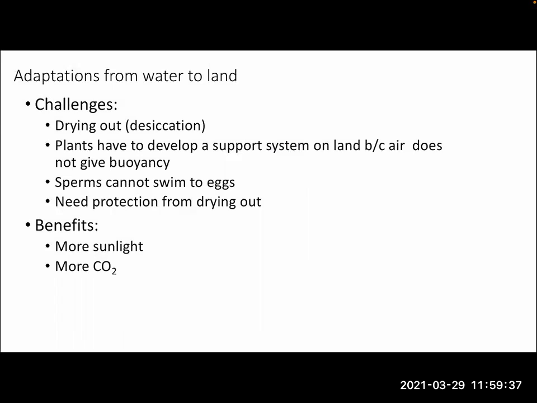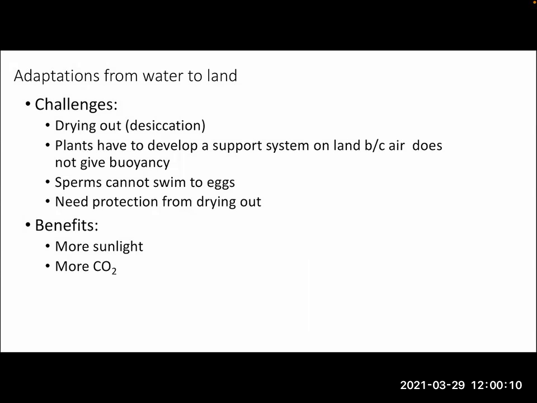Now we said that plants adapted from this aquatic to terrestrial lifestyle. Now there are some challenges that are associated with that switch. One of the obvious challenges is that when you move onto the land in the terrestrial environments, you no longer have access to water all of the time. And so plants had to evolve mechanisms to prevent their structures from drying out.